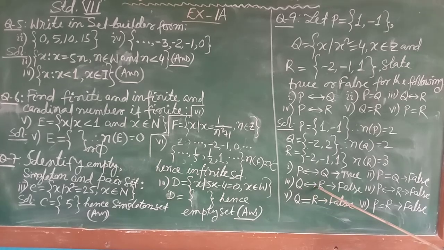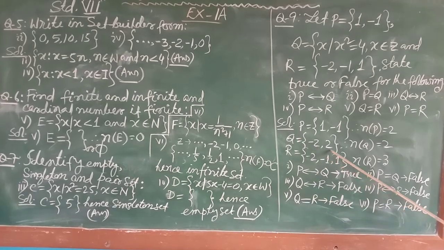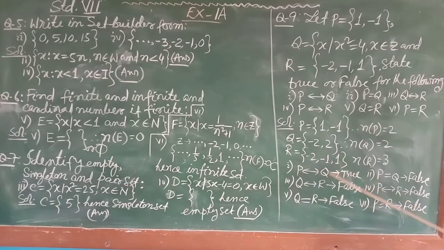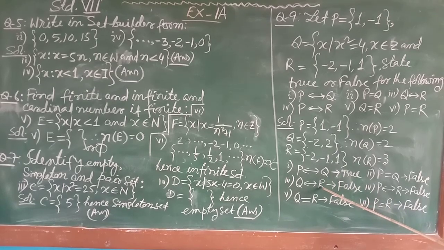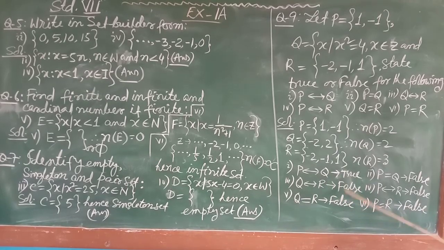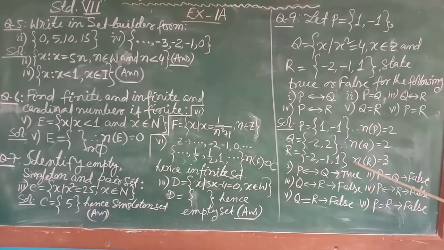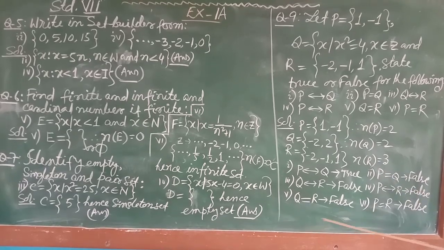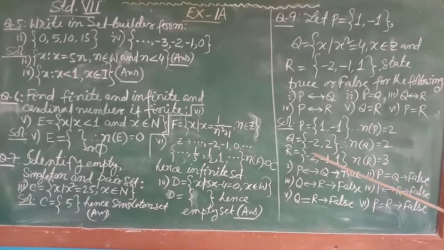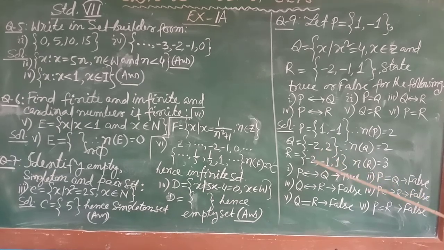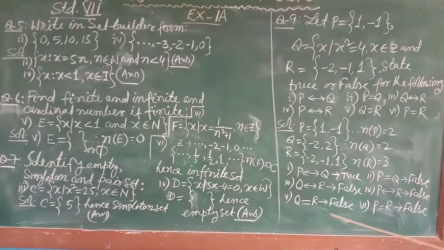Now Q equivalent to R. Q has 2 elements and R has 3 elements. Then definitely they are not equivalent, because the number of elements and the cardinal numbers are not the same. P equivalent to R: P has 2, R has 3, so it is false. Q equal to R: no question arises, only one element is the same, so it is false.